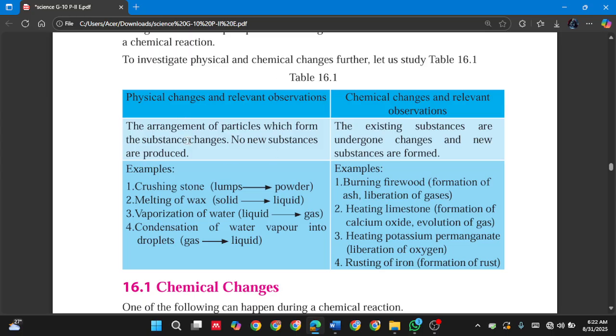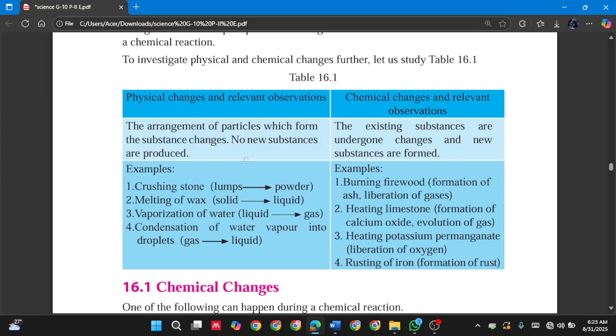So here we have the definition. In physical changes, the arrangement of particles which form the substances changes. No new substances are produced. As examples: crushing a stone, so the lumps turn into powder. Melting of wax, solid turns into liquid. Vaporization of water, liquid turns into gas. Condensation of water vapor into droplets, that is gas converts back into liquid. So we have the same structure as the initial product. The structure means the same compound, but the arrangement of particles has been changed.